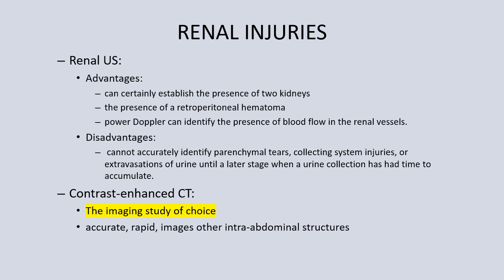Now, renal trauma can occur via either blunt or penetrating injuries. Now, there are two options when it comes to renal injury. First is an ultrasound, which allows you to first determine if there are two kidneys. You could identify if there's a retroperitoneal hematoma, and you could also determine an absence or presence of blood flow through the appropriate vessels. The disadvantage basically lies in the inability to identify or localize specific traumatic areas within the kidney, so you can't determine if there are any tears or any collection system injuries, etc.